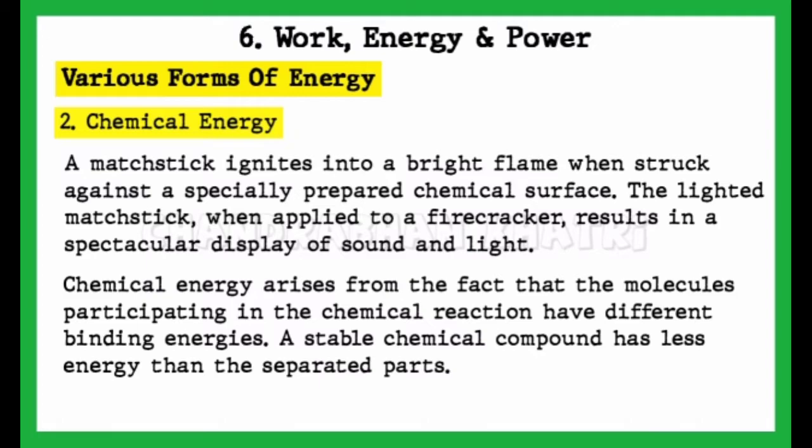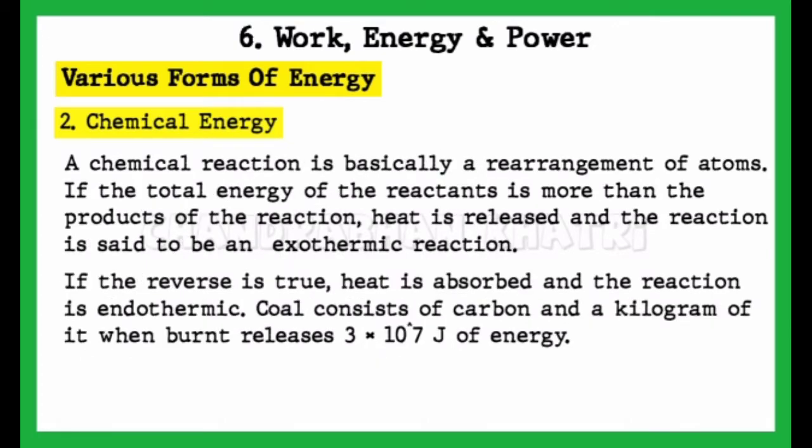Chemical energy arises from the fact that the molecules participating in the chemical reaction have different binding energies. A stable chemical compound has less energy than the separated parts. A chemical reaction is basically a rearrangement of atoms. If the total energy of the reactants is more than the products of the reaction, heat is released and the reaction is said to be an exothermic reaction. If the reverse is true, heat is absorbed and the reaction is endothermic.